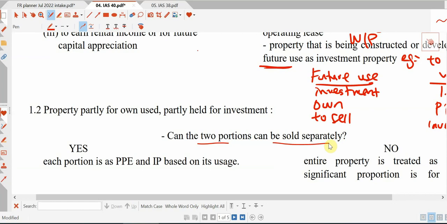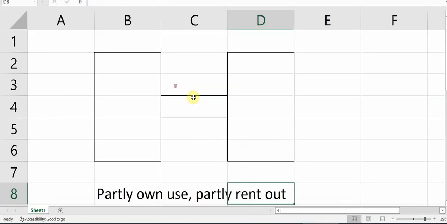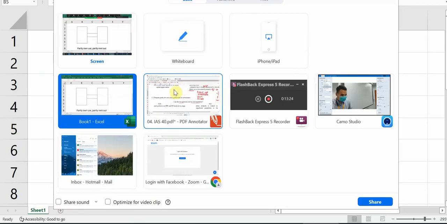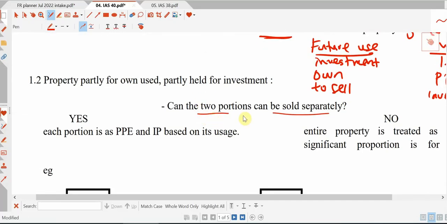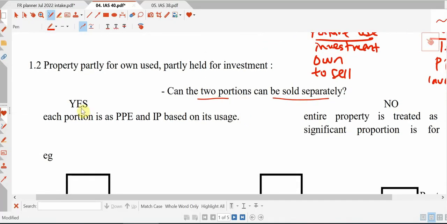So with this Petronas, maybe we want to ask Petronas, your Twin Tower, do you have any law asking you to keep the whole thing and to sell the whole thing if you want? Now, let's say Petronas say, no law say I must keep the whole thing, and no law say I must sell the whole thing. I can choose to sell maybe this whole floor only, separately, individually. Now, if you have that, then let's look at the accounting standard. Can the two portions be sold separately if we want to sell? If yes, then each portion will be classified accordingly based on its usage.